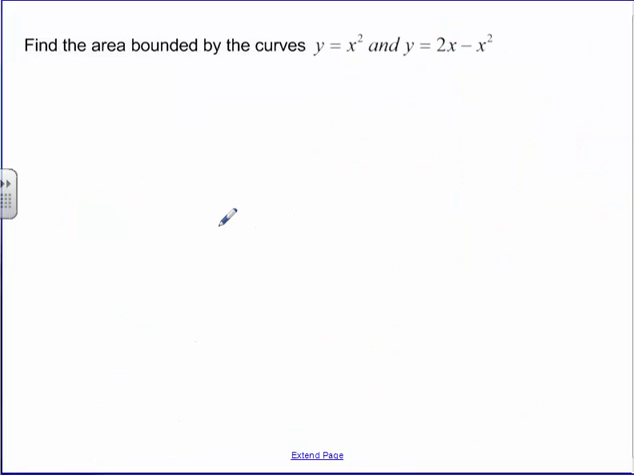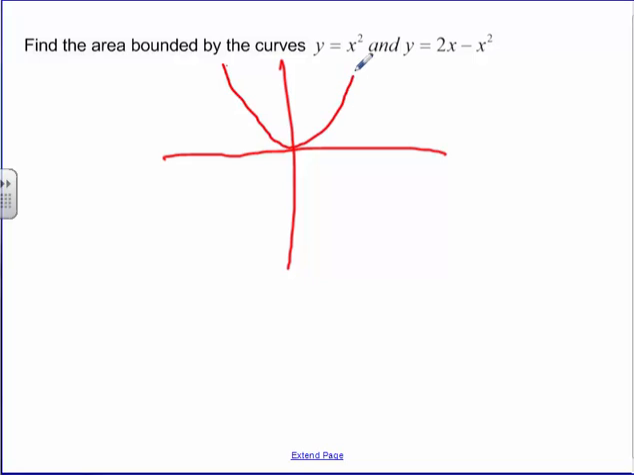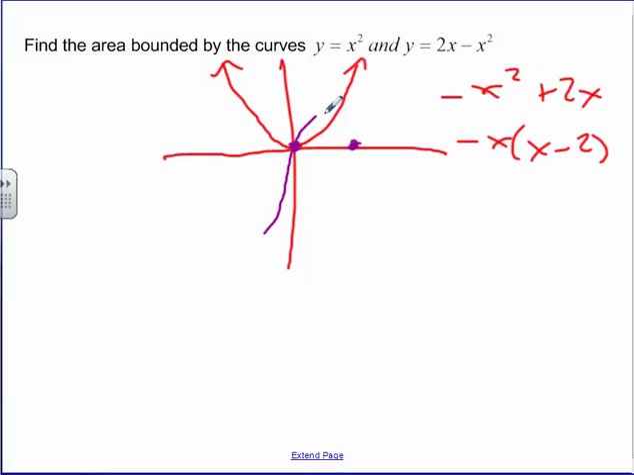I'm just going to say, find the area bound by these curves. Well, if you know much about these graphs, the x squared graph looks like this one right here. The other graph right here is a negative x squared plus 2x graph, which means if you factor it out, there's a negative x and then there's an x minus 2, meaning you have a root at 0, and then you also have a root at 2, and this is a graph that's upside down, and so it should look something like this, which means that the area you're looking for is right in there.